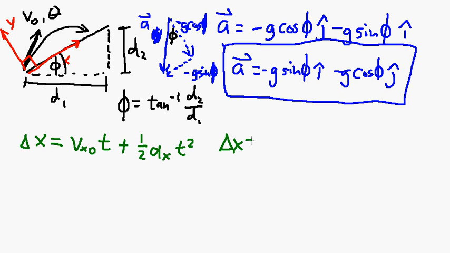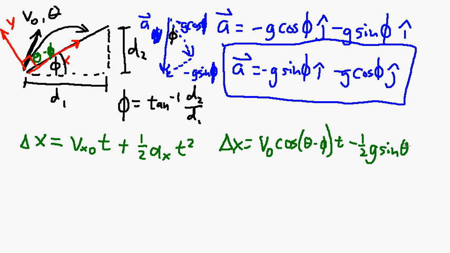So delta x equals vx naught times t, and actually the vx naught is going to be v naught times this angle here, which is theta minus phi. See, this whole angle here is theta, and this is phi, so this is theta minus phi. So v naught times cosine theta minus phi t minus 1/2 g sine phi, not theta, phi, t squared.